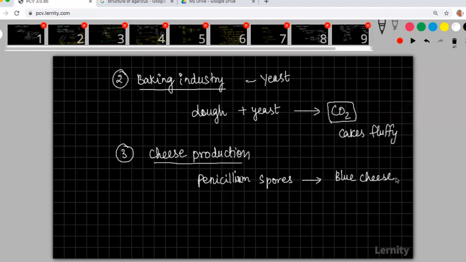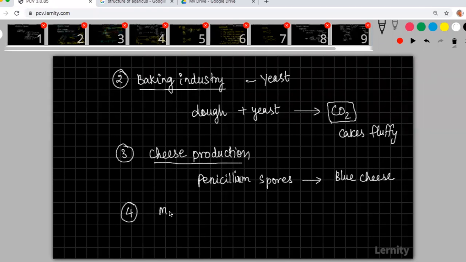So normally bacteria is only used in cheese production, but fungus will also be used in the last stage to get a characteristic flavor. Different varieties of fungus are used to get different kinds of cheeses. Yes, there is a cheese variety which is called blue cheese. For getting blue cheese, you will use the spores of Penicillium. The spores of Penicillium are added, and then you will get that characteristic color and flavor. Okay, so this is how it is used in cheese production.